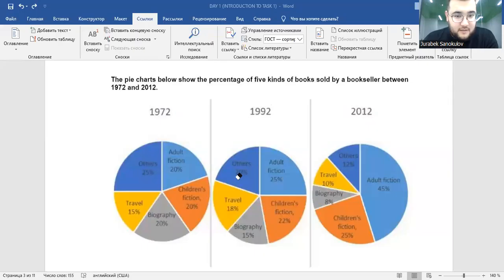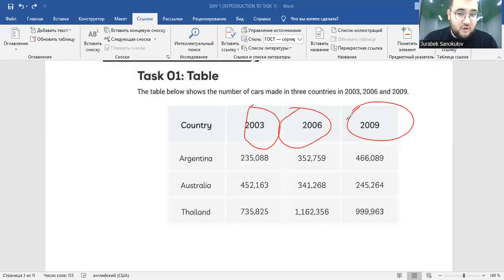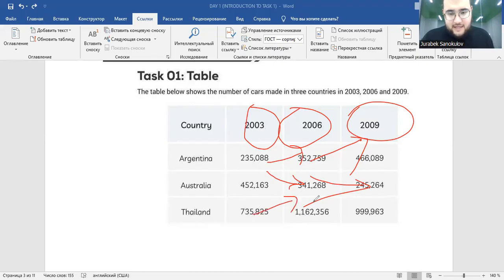Now we have a table, but it's not just a table. It's a change over time table, let's say. Because you see, again, we have 3 different years. Again, the information is changing over time. Look at Argentina, increase and then again increase. Look at Australia, decrease and then again decrease. You look at Thailand, so it increased and then decreased.